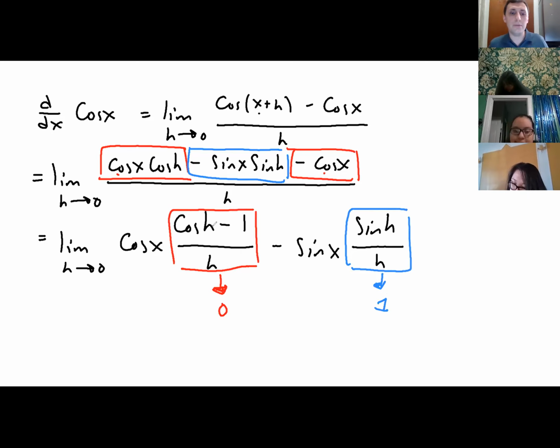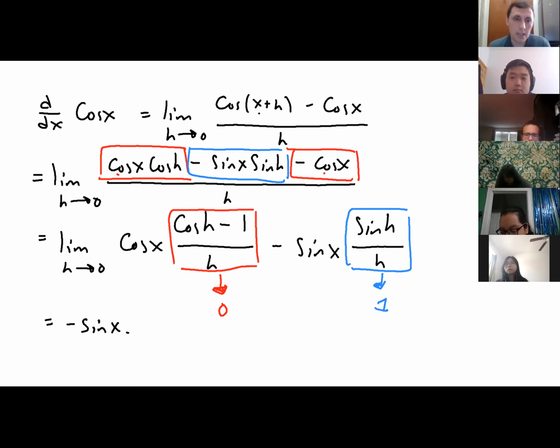So what we're left with is just minus sine. So the answer is minus sine x. You see, if you understand the sum of two angles formulas, if you understand how to derive them, then it takes just a few moments to figure out this limit, if you're observing what's happening there. Good.